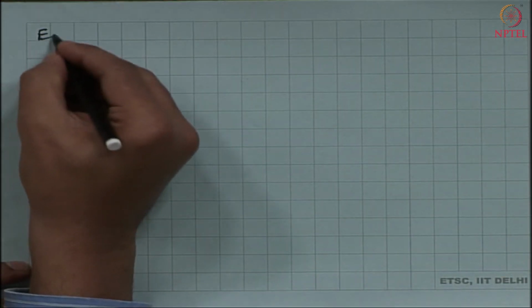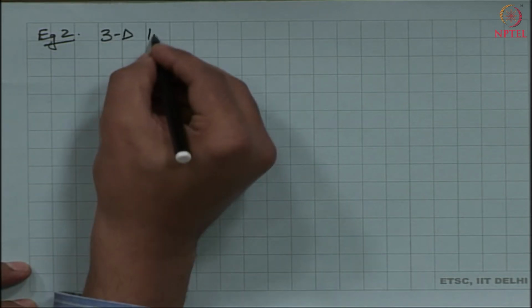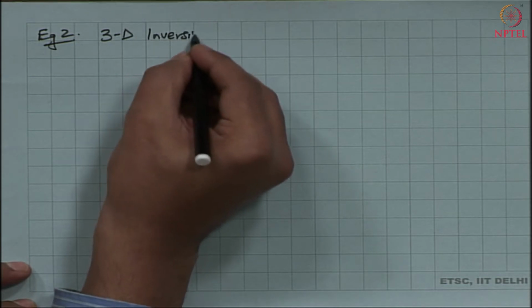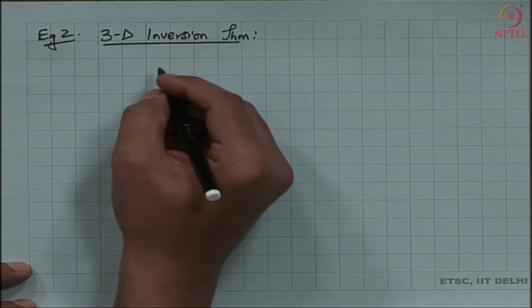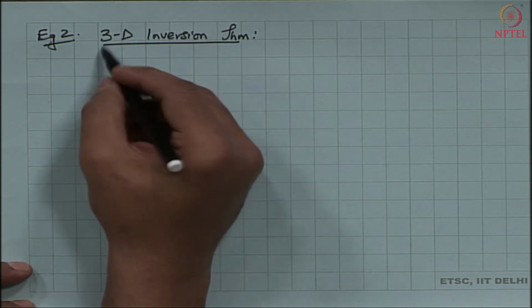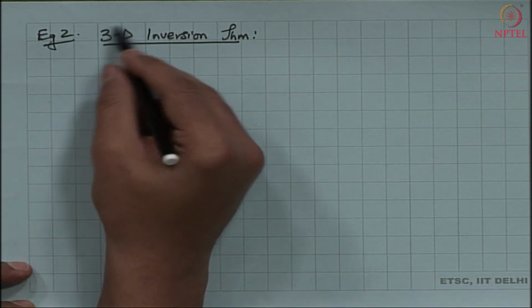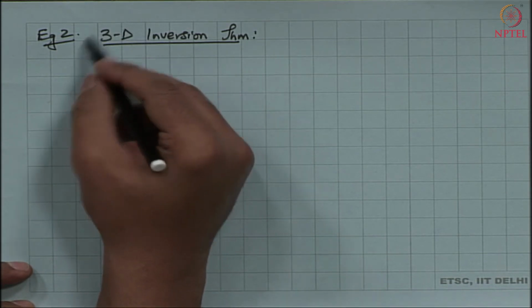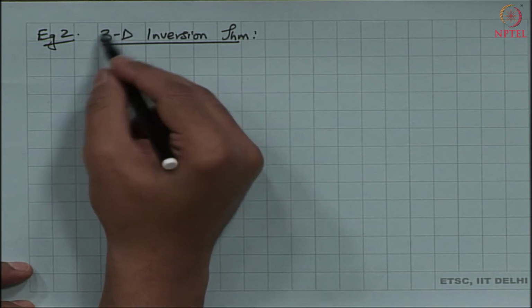So, in 3D, let me call this example 2. So, the 3D inversion theorem. Now notice that for the 3D case I have to use the expression for the odd dimension. Okay. So, that does not involve any Hilbert transform.